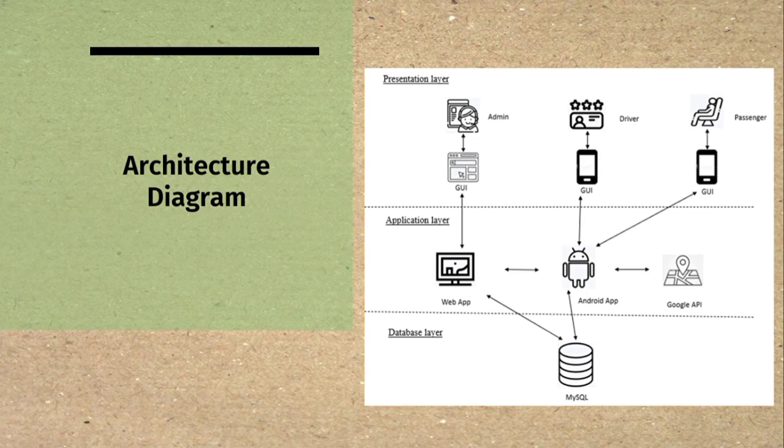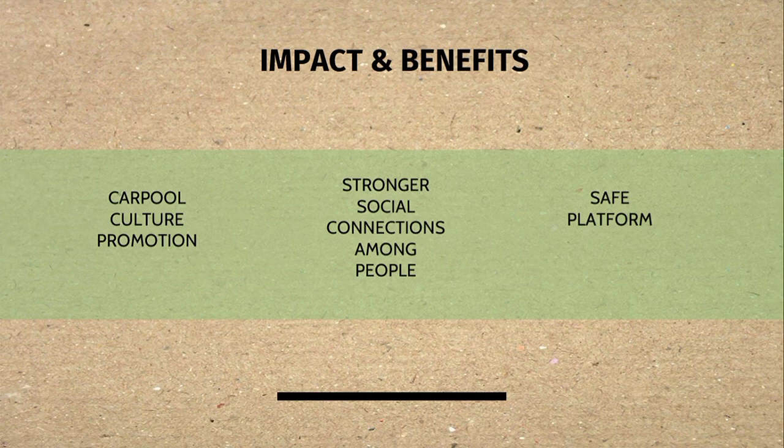Last but not least, the impact and benefits of this app are: first, to promote carpool culture among people. This application is an alternative platform for USM people to practice carpooling and indirectly promote carpool culture. Second is stronger social connections among people in USM. Practicing carpooling among USM people will create a stronger social bond and form healthy relationships in the society.